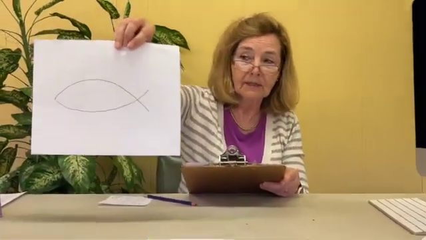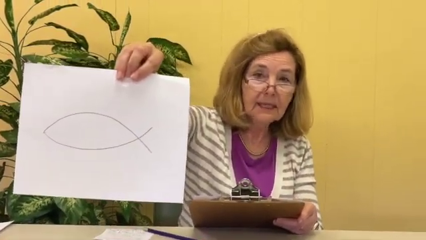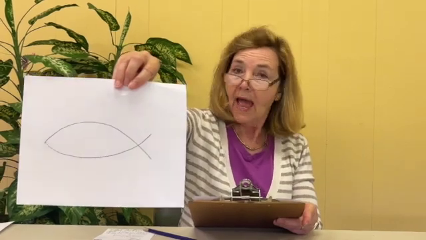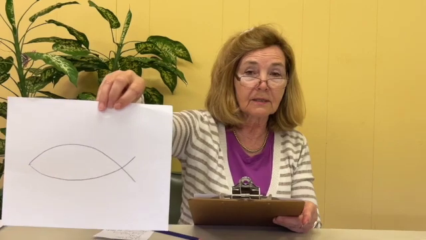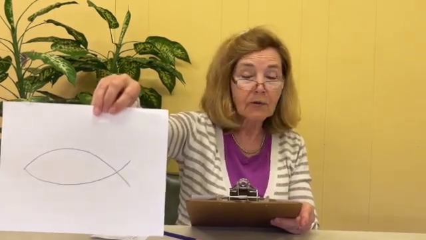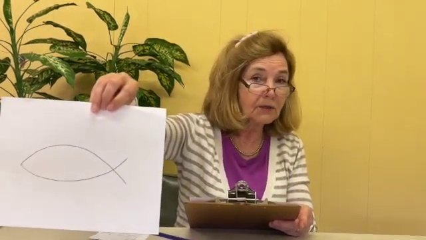Now, has anyone seen a symbol like this? It's actually a fish. And early Christians used this symbol to represent Jesus. And they used it as a secret code so that religious leaders who didn't support Christians and government leaders wouldn't know where they were meeting. This way, they were protecting themselves.